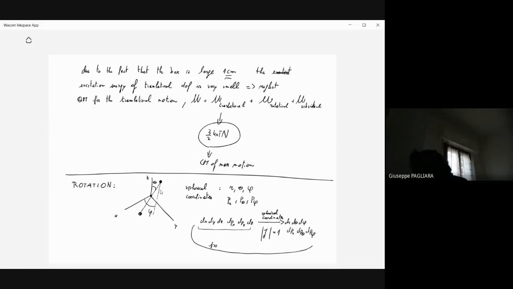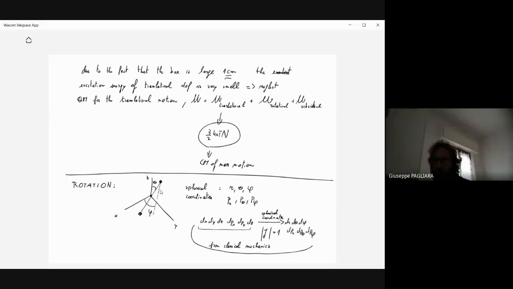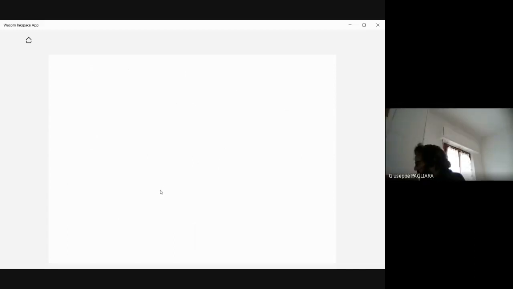So this is from classical mechanics. And this will be useful in a moment when trying to compute the contribution to the partition function which is due to the rotational motion. Okay, so now we move on.